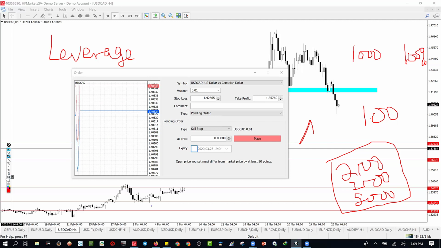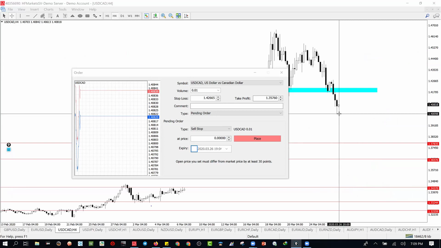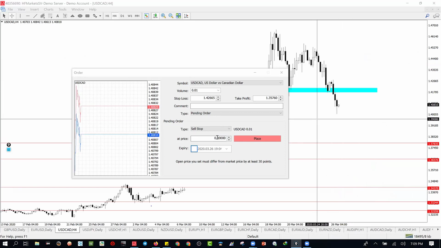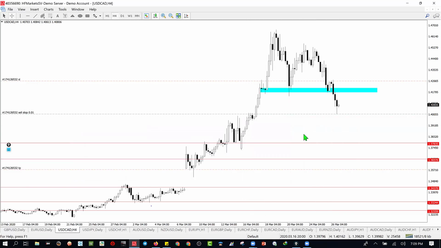So this is actually how you can set your pending order, but we're still gonna discuss this in the next class. Our entry level right here, we want to enter at this level whenever price gets to this level, which is 1.40089. So once I click place right now, you can see the trade is already placed. If the market makes a movement down to this zone right here and touches this line, automatically the order will be triggered.